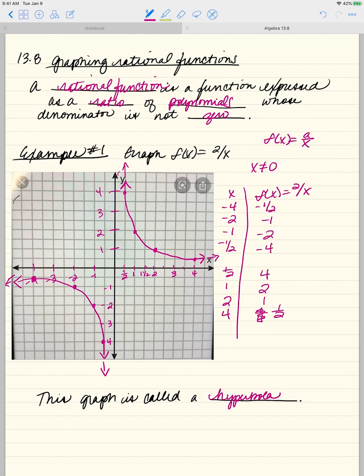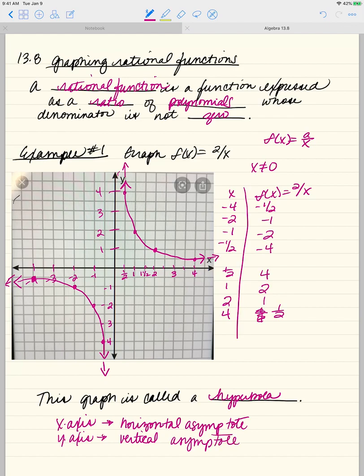Therefore, the x-axis is what we call the horizontal asymptote. And the y-axis is the vertical asymptote, okay? These asymptotes are indicated by dashed lines.